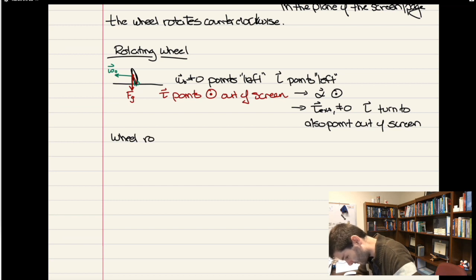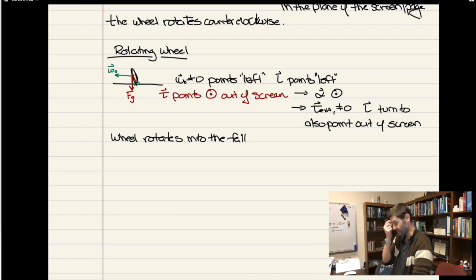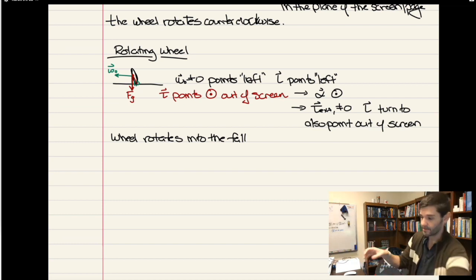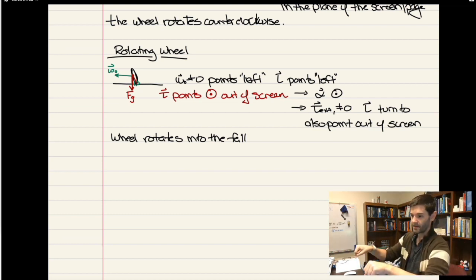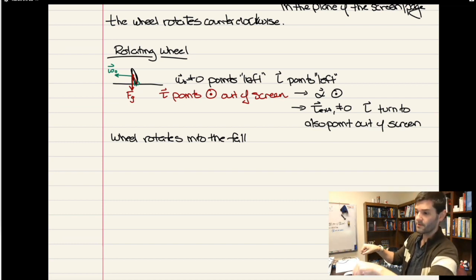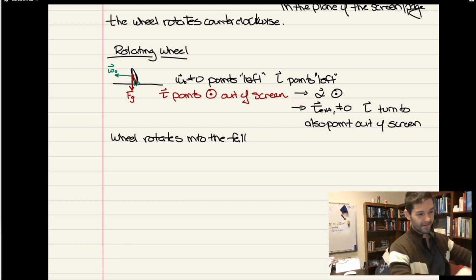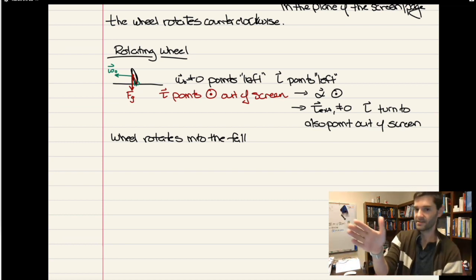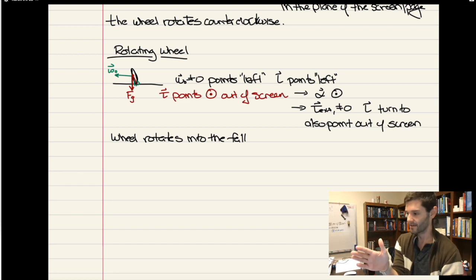So the wheel rotates into the fall. You may have experienced this if you ride a bike: if you are riding your bike and you lean to the left, you feel the bike turn to the left. And then you kind of stabilize and balance yourself back out again.